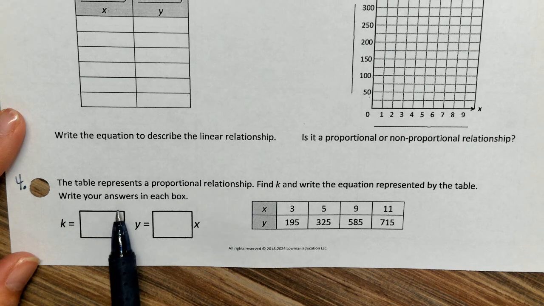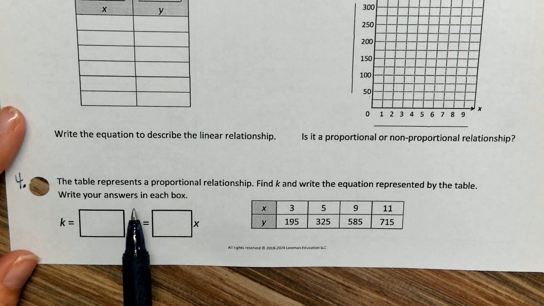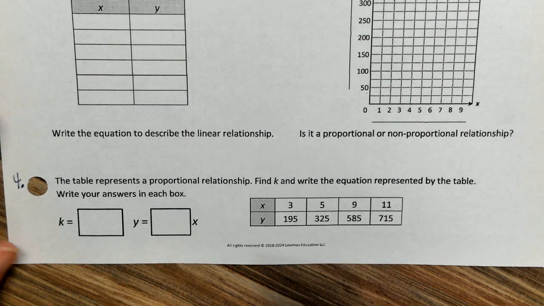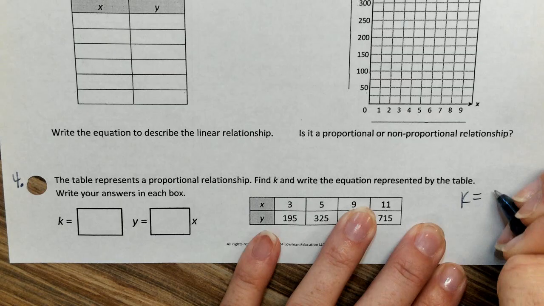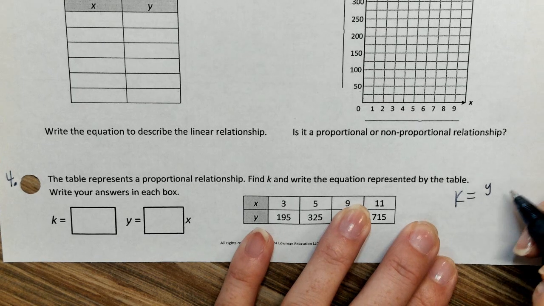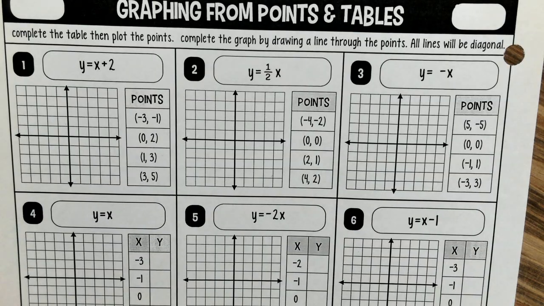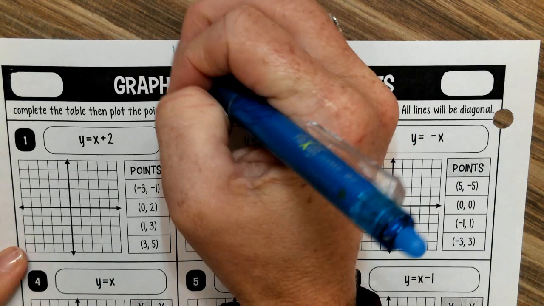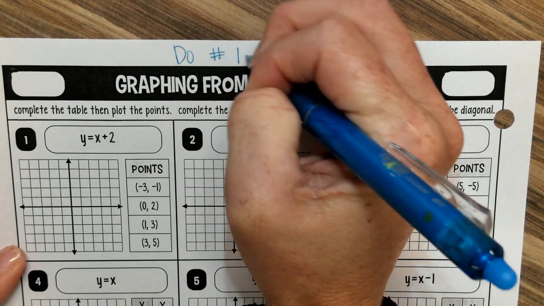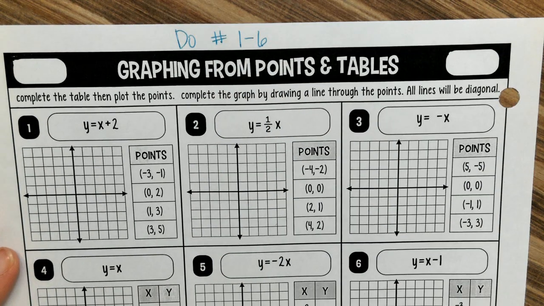Do y'all remember what K is? Constant of proportionality. How do you find K? Y over X. So you just divide. Okay? Flip to the back. We're not going to do all of them. We're going to do 1 through 6 for a grade. Do numbers 1 through 6.